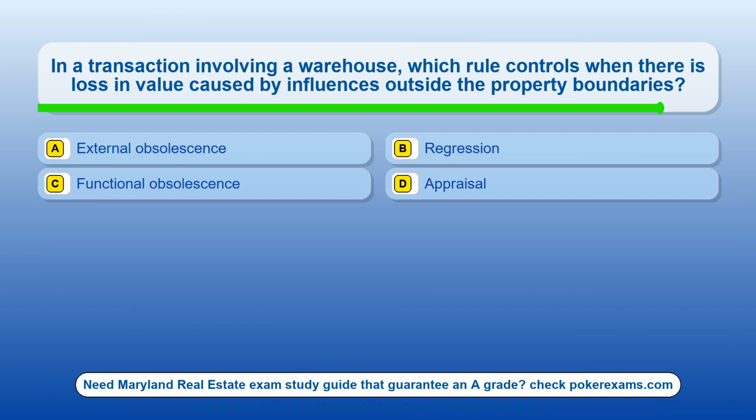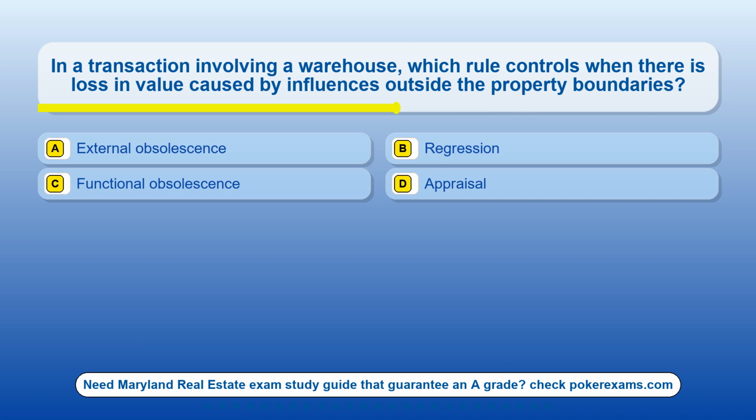Question 23. In a transaction involving a warehouse, which rule controls when there is loss in value caused by influences outside the property boundaries? Option A, external obsolescence. Option B, regression. Option C, functional obsolescence. Option D, appraisal.